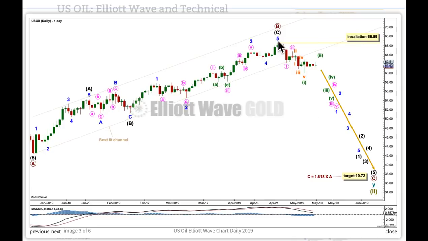Intermediate C is expected to subdivide 1, 2, 3, 4, 5. The placement of these labels here is not exactly where I actually expect these waves to end. This is a rough guideline to show you the complexity expected. Trends don't move in straight lines. A downward trend will have bounces along the way. And this Elliott Wave structure for primary C is expecting a big bounce for intermediate 2 and another decent sized bounce for intermediate 4. Within primary C, let's turn our attention now to the first wave of intermediate wave 1.